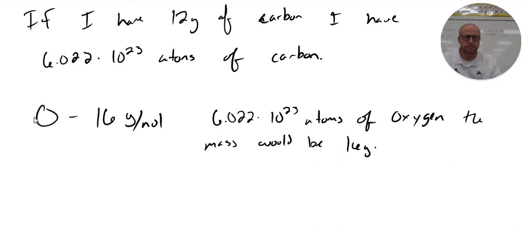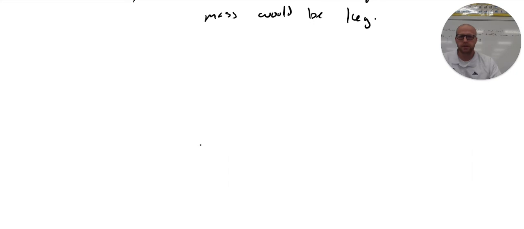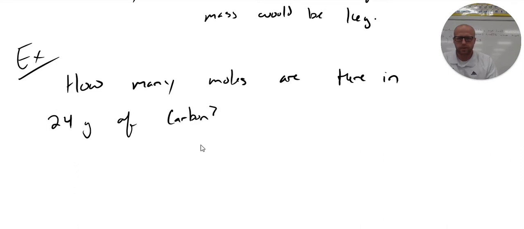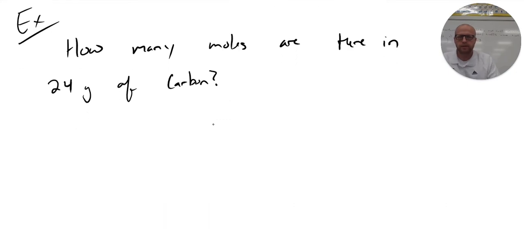Okay, so let's see how we use this. All right, let's actually do some conversions between these. Let's do an example. How many moles are there in 24 grams of carbon? All right. Well, here's my value. So this is the value I'm going to start with for my dimensional analysis. I know that there are 24 grams of carbon. That's my measurement I took.